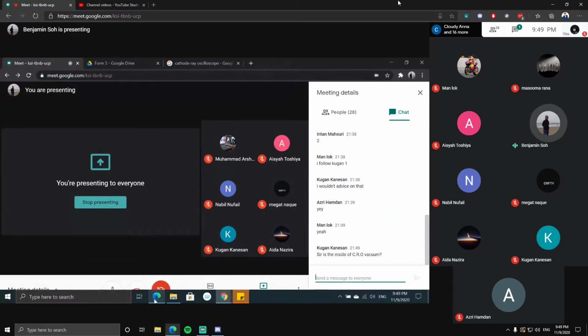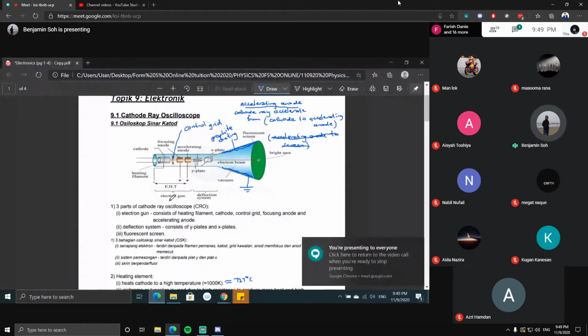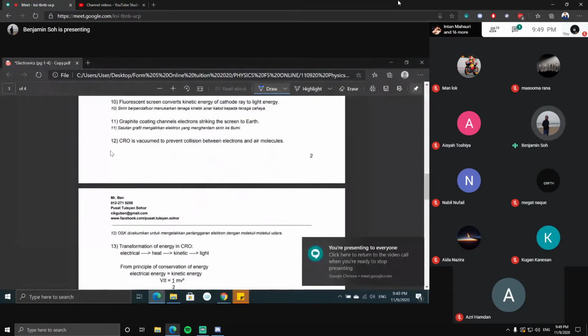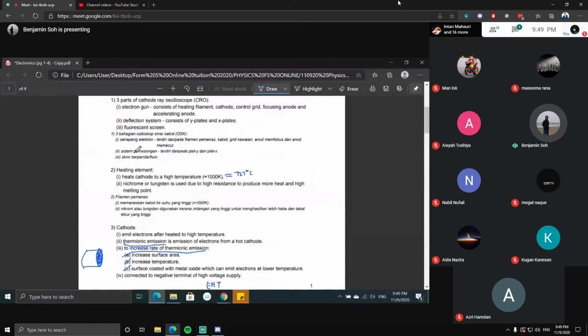CRO inside is a vacuum, correct? It's in your notes later. I wrote it down somewhere here, number 12 there. It's vacuum, okay? But let's talk about the graphite coating first.